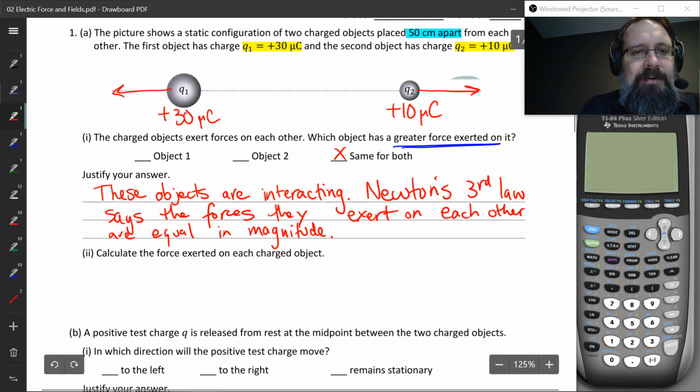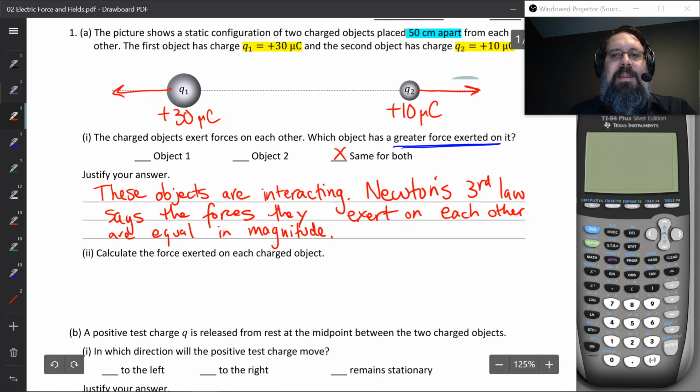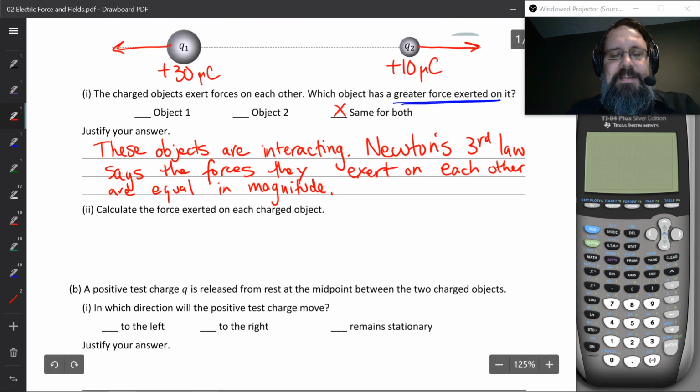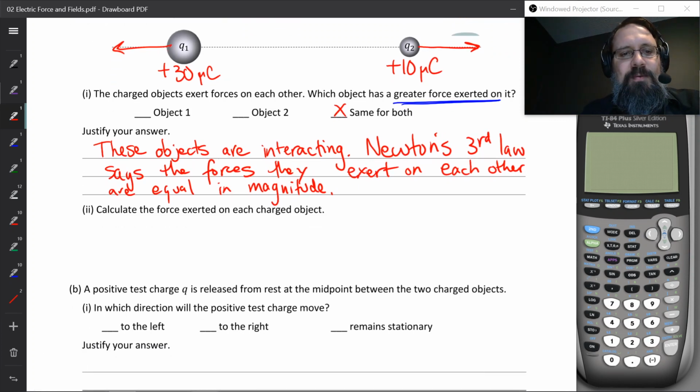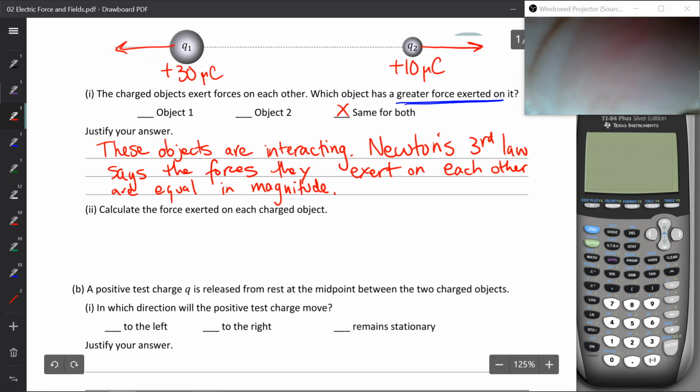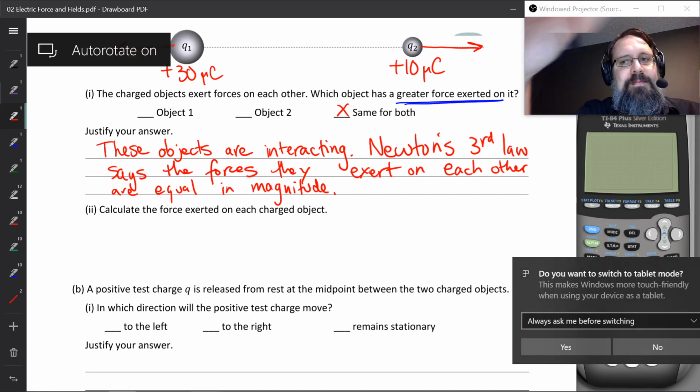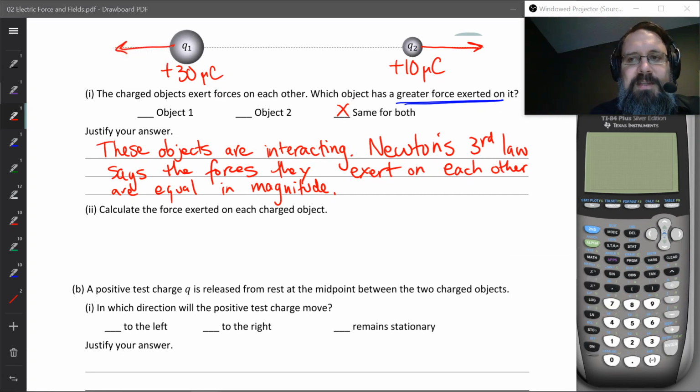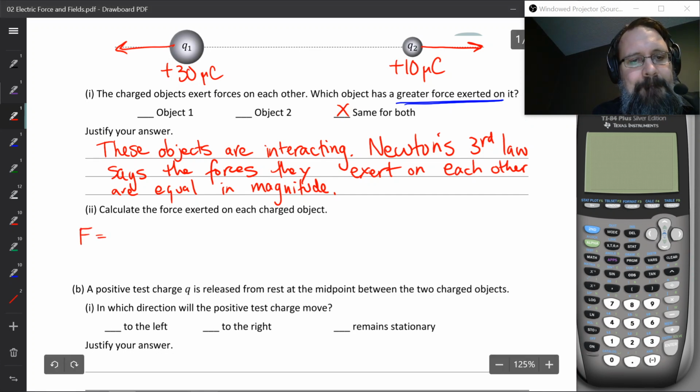Okay, so now what we want to do is actually calculate the strength of that force. There's a law of physics called Coulomb's law. Coulomb's law says F equals k times Q1 Q2 over R squared.